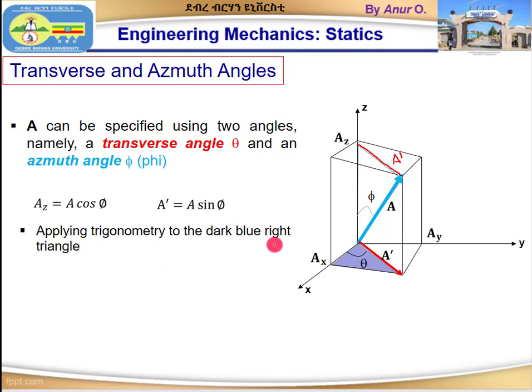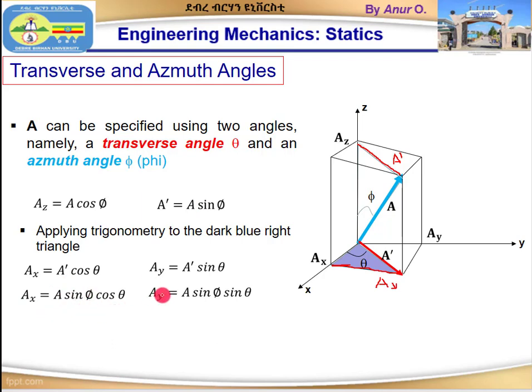Applying trigonometry to the dark blue right triangle, to this one, A sub x, which means this one, is equal to A prime cos theta, because cos theta is adjacent to A x and opposite to A y. Remember, let me make it straight, this one is A y. So A y is equal to A prime sine theta. Therefore, because A prime is equal to A sine phi, substituting the value to this formula, A sub x is equal to A sine phi cos theta, and A y is equal to A sine phi sine theta.